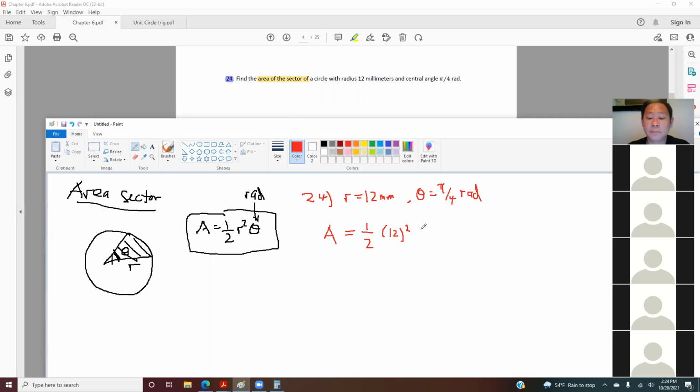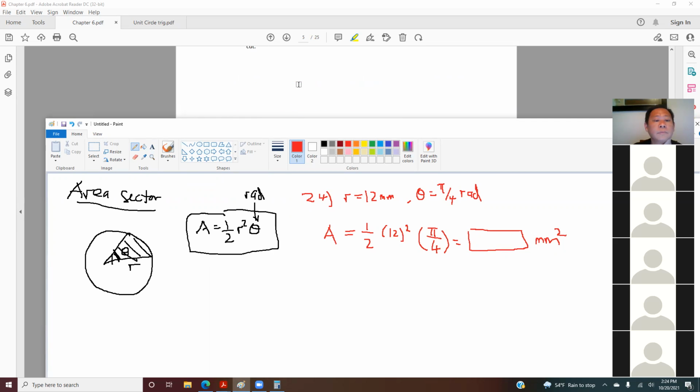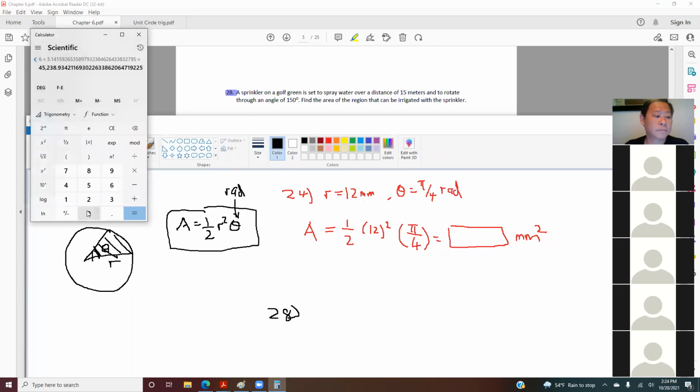You have to use your calculator. Because it is an area, the unit will be square. Okay, so don't forget, we got millimeters. So the unit will be square in this case. Anyone got an answer here?